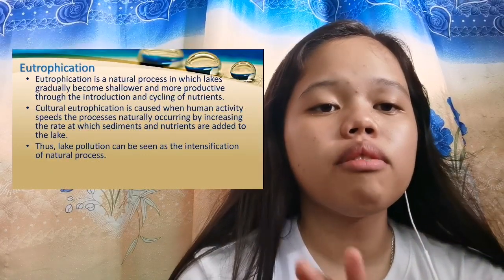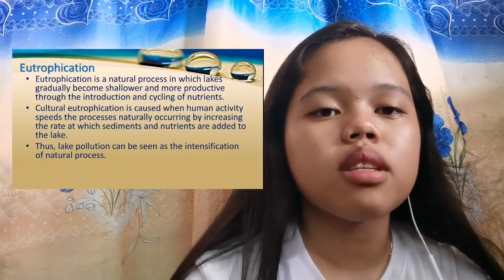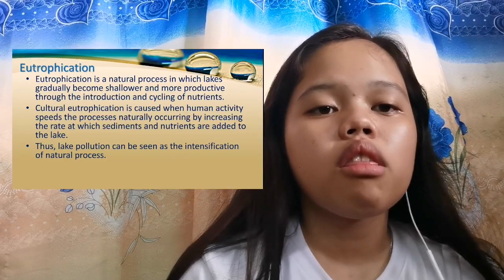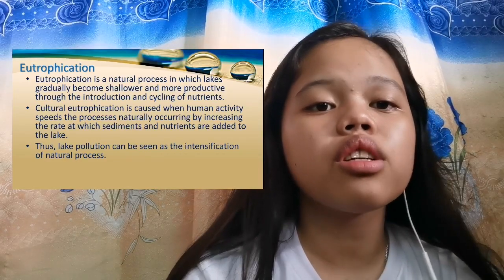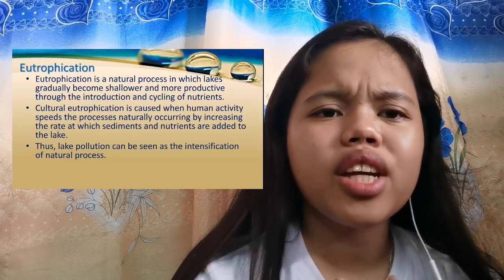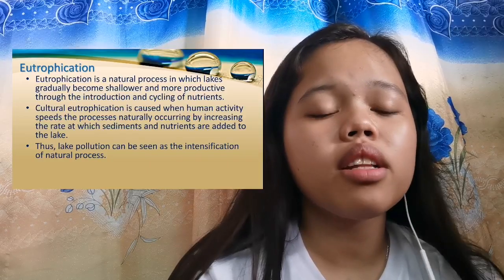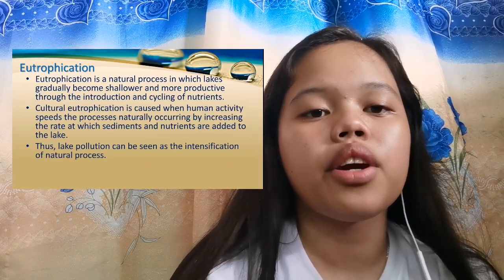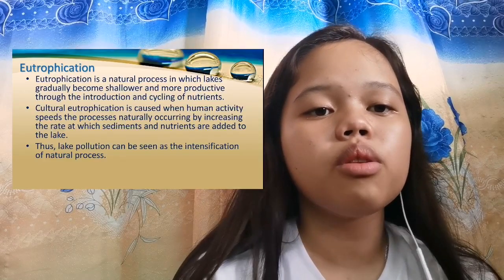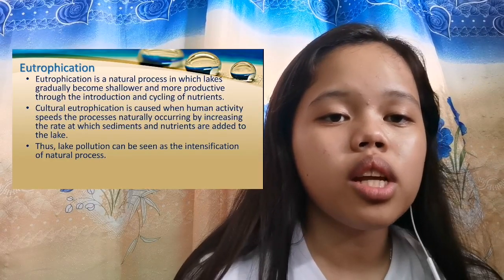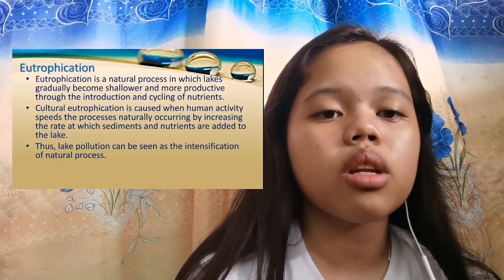Eutrophication. Eutrophication is a natural process in which lakes gradually become shallower and more productive through the introduction and cycling of nutrients. Cultural eutrophication is caused when human activity speeds the processes naturally occurring by increasing the rate at which sediments and nutrients are added to the lake. Thus, lake pollution can be seen as the intensification of a natural process.